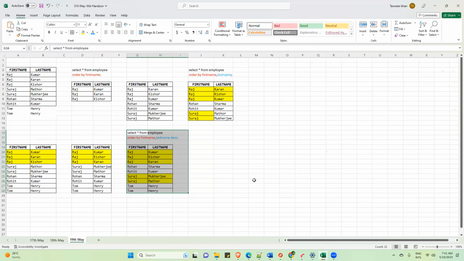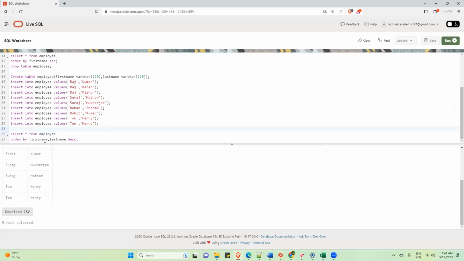Yes. Okay. First of all, you have to sort based on the first name, but in descending order. And if multiple records have the same first name, then you have to sort based on the last name, that as well in descending order. So for that, what you have to do, after first name, write DESC. And then after last name, write DESC.